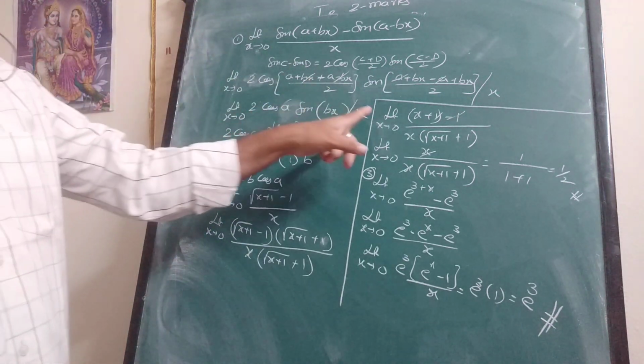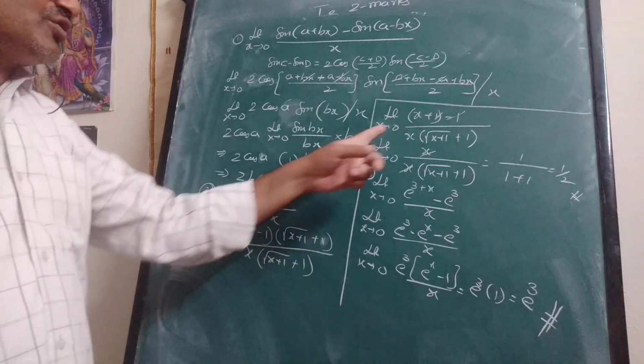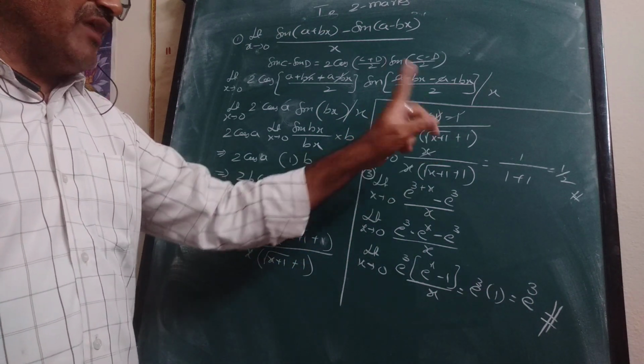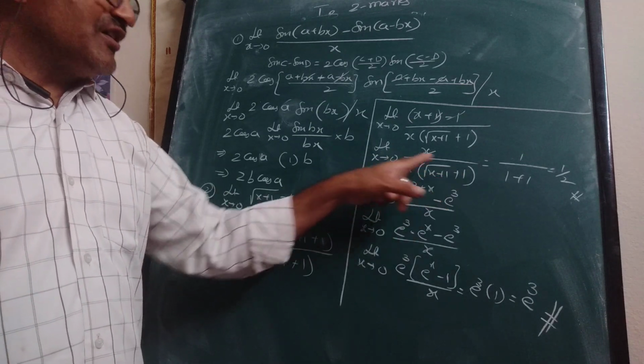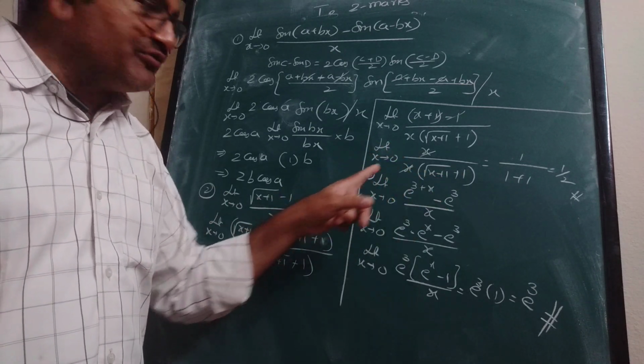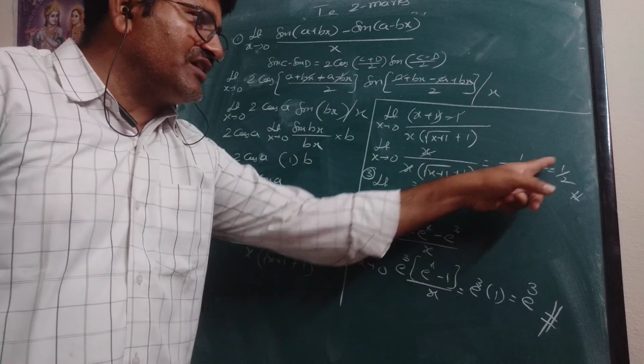So limit x tends to 0. You got a plus b into a minus b, a square minus b square. So that root square root cancel, x plus 1 minus 1 plus 1 minus 1 cancel, x by x into root over x plus 1 plus 1. Due to this reason you are getting 0 by 0 form. X will be cancelled and you will have 1 by 1 plus 1, it is 1 by 2.